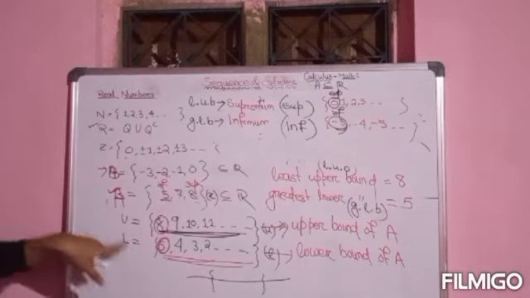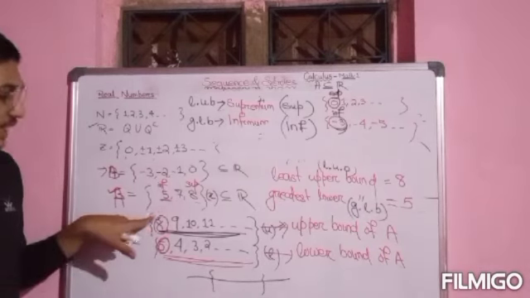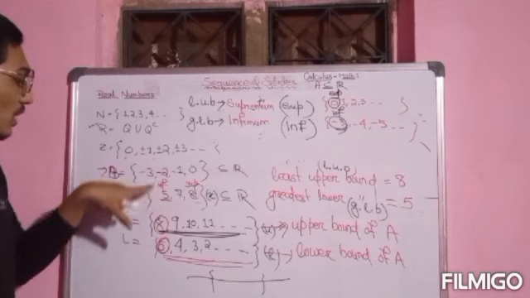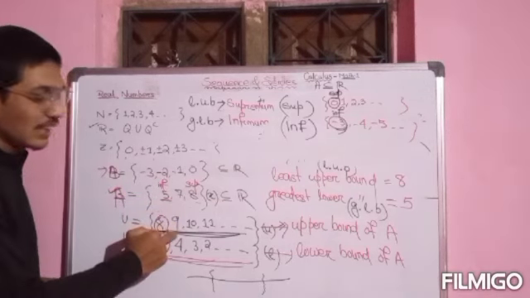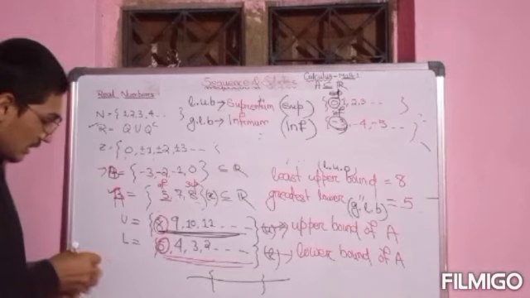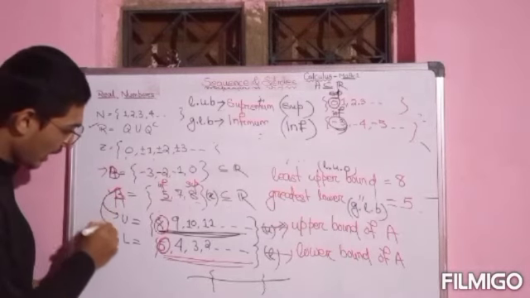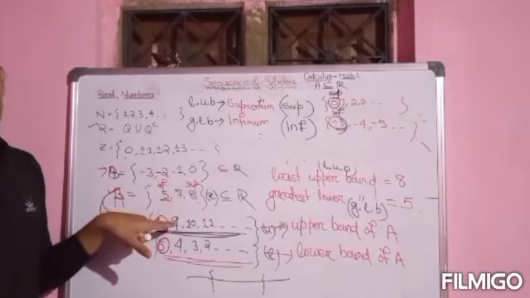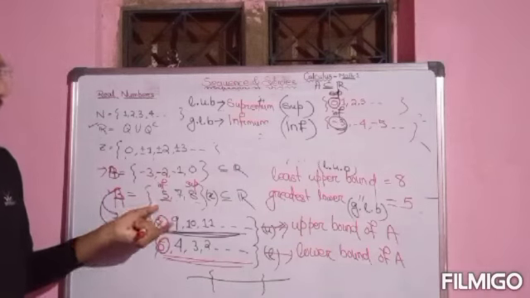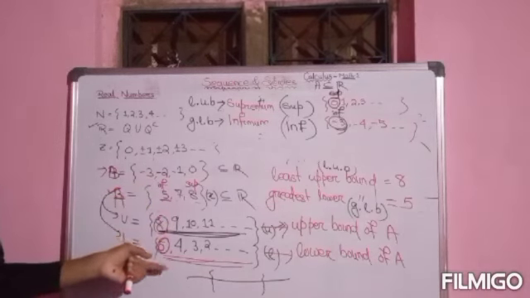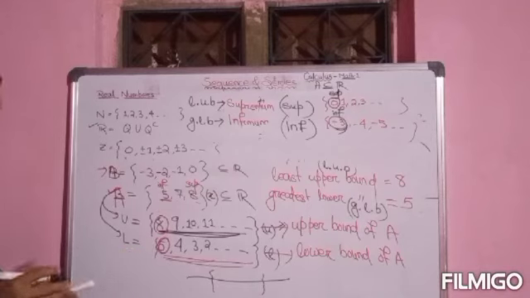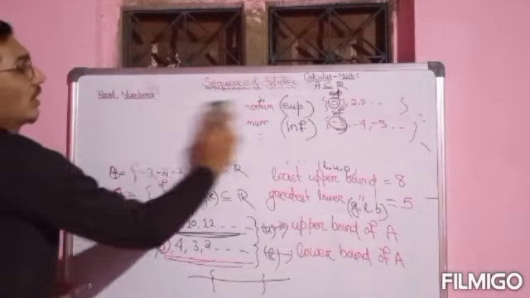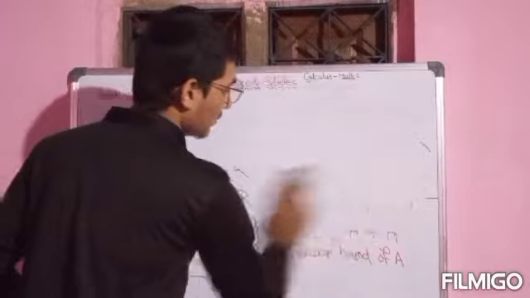And also another thing, the upper bound and lower bound need not remain in the set. For example, see this 9. 9 is an upper bound of this set A. This 9 is not in this set, but it is an upper bound of this set. So an upper bound need not be in the set. Same for lower bound. Okay. Now we'll solve some more examples for clear understanding of this concept.